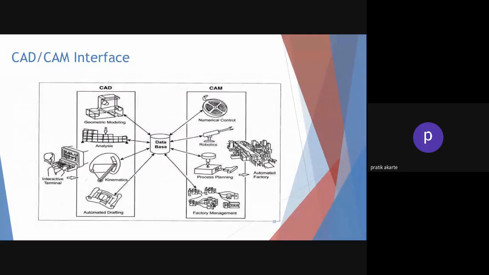CAD has four processes: geometric modeling, analysis, kinematics, and automated drafting. This is the interactive terminal where the user can input the data, analyze it, review it, and draft it, and it is stored in the database, which is then communicated to the manufacturing side, which can generate the numerical control. Then it is used for robotic operation, process planning and control, and factory management. So it gives rise to an automated factory.